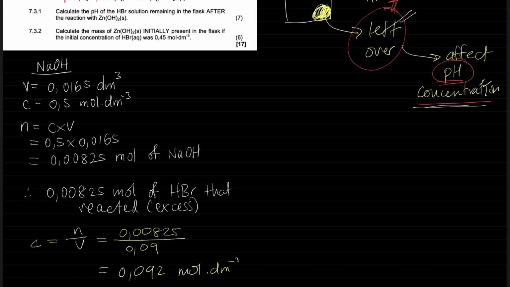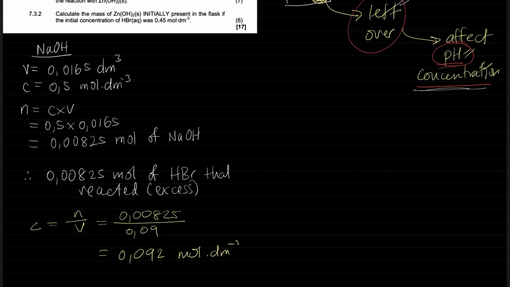So now that we have the concentration, we can calculate the pH. But before we calculate the pH, we must work out the concentration of the hydronium ions. Because remember, pH is equal to minus log of the concentration of the hydronium ions. We've got the concentration of HBr that was in excess. So we need to look at the dissociation of HBr. So HBr will dissociate. So you could react it with water.